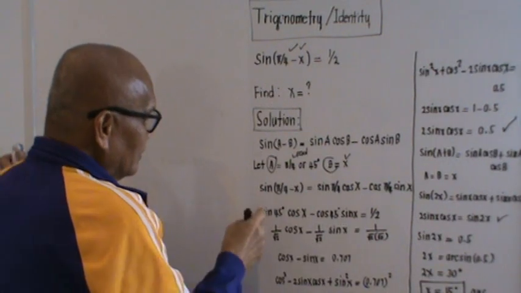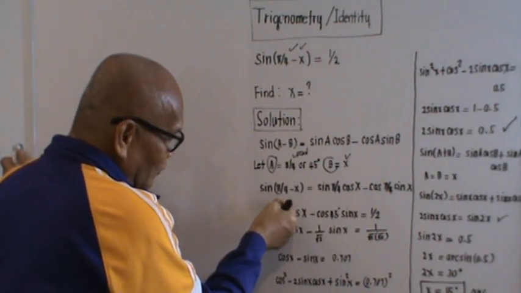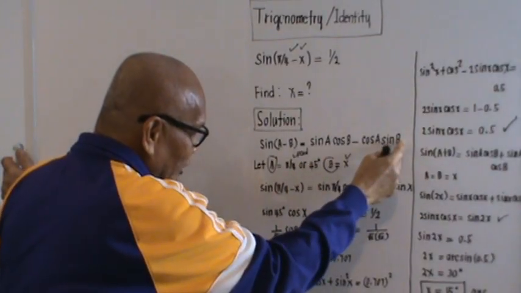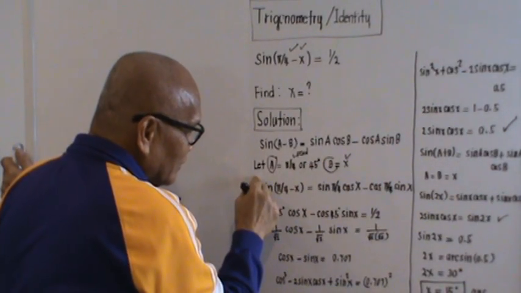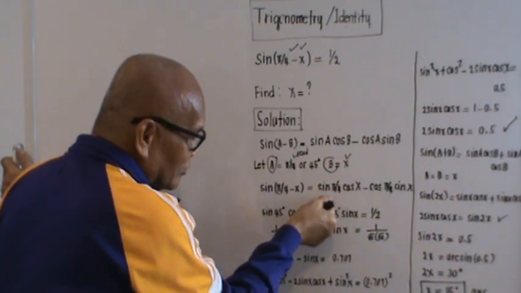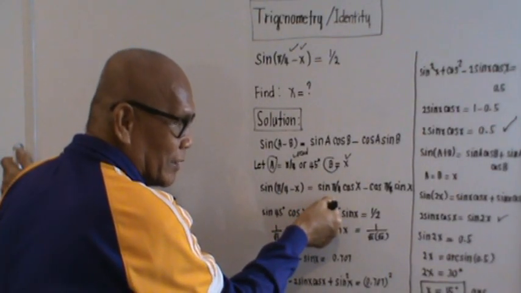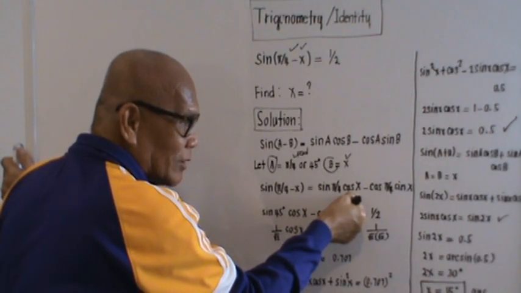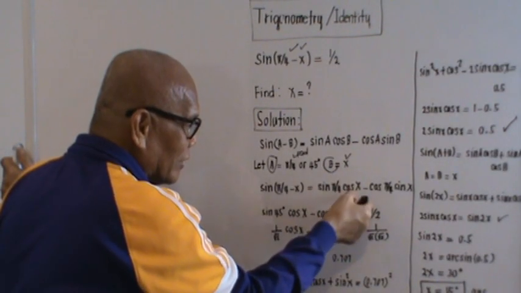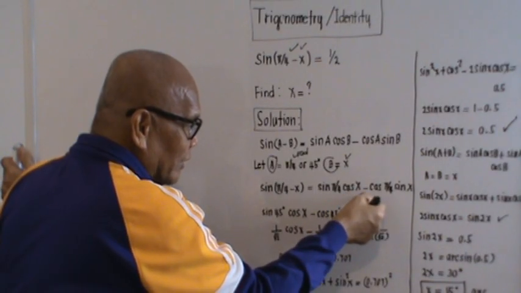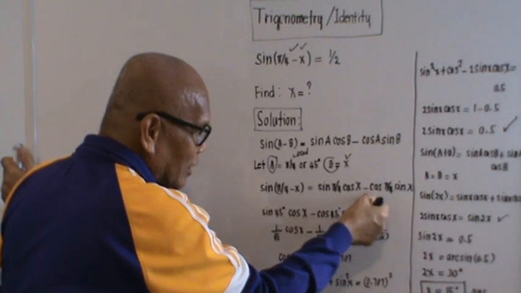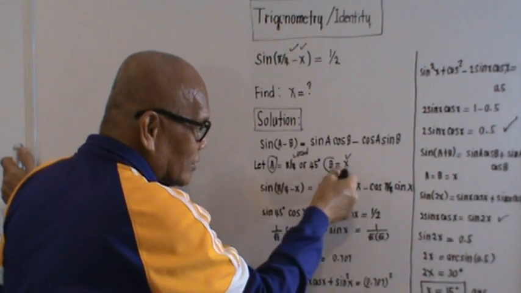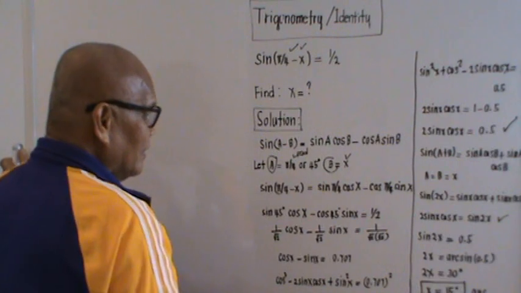So the sine of the quantity pi over 4 minus x, closed quantity, equal to, we will follow this one, and we replace A by pi over 4 and B by x. So this will become sine of pi over 4 radians times cosine of the second angle, which is B, which is x, the unknown, minus the cosine of the first angle, pi over 4, times the sine of the second angle, which is x.